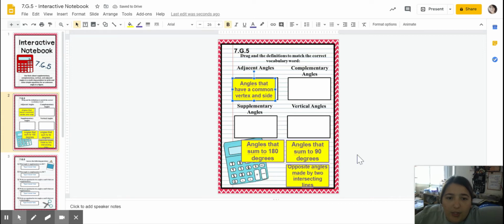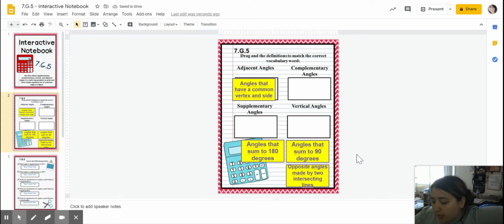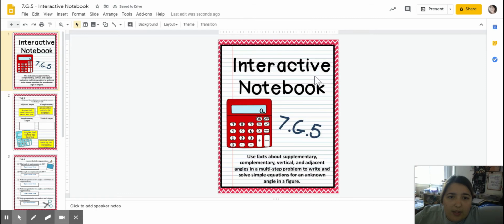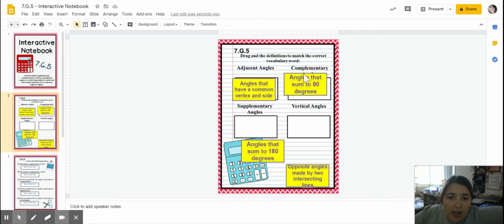All right, complementary angles. Complementary angles are angles that sum to 90 degrees. Let's grab this and drag it up over here. So those are angles that sum up to just 90 degrees. Then we have supplementary angles. Those are angles that sum up to 180 degrees, so a straight line.